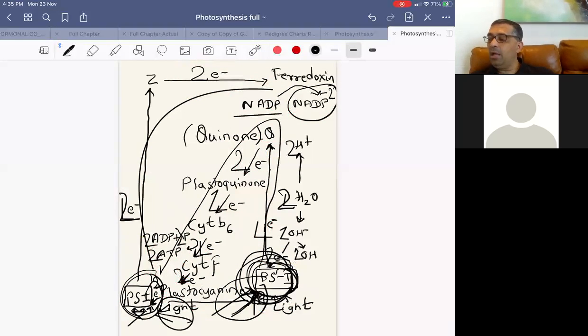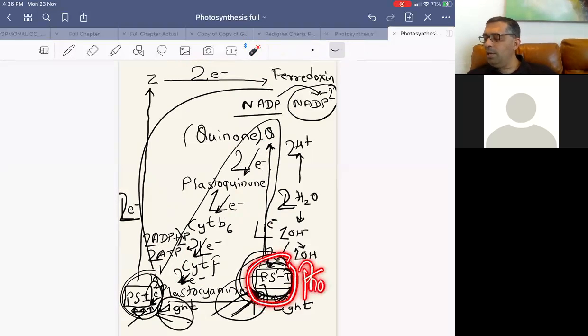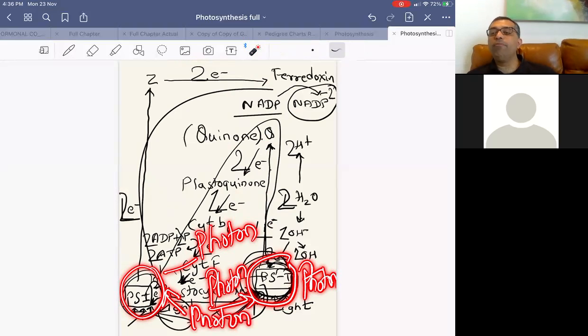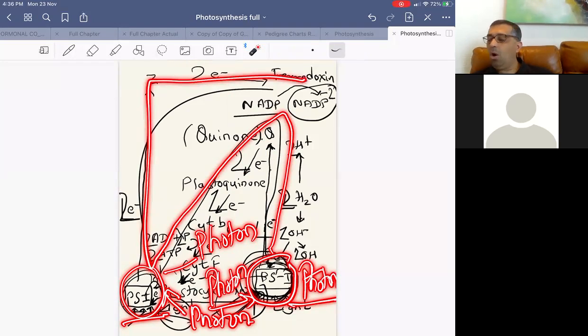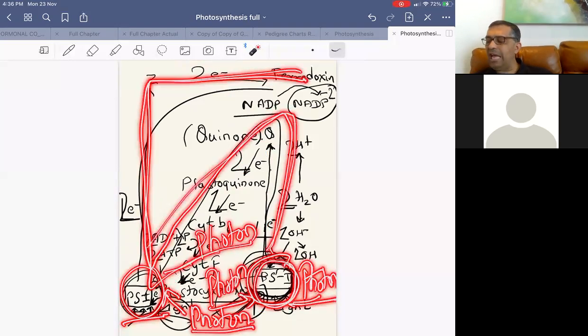So ध्यान से, दो non-cyclic process में PS2 के ऊपर photon and another photon, PS1 के ऊपर भी photon and another photon. सो एक photon PS2 पे, एक photon PS1 पे, उससे हुआ एक non-cyclic process. और दूसरा photon आया PS2 पे, दूसरा photon आया PS1 पे, तो उससे हुए दो non-cyclic process.